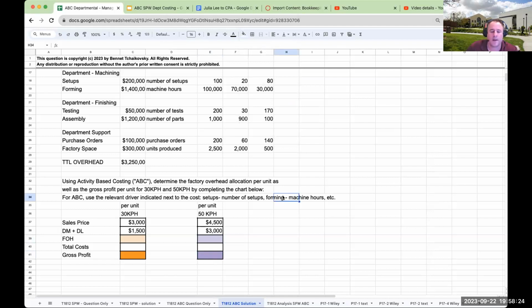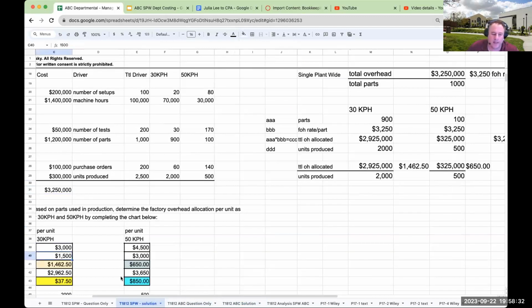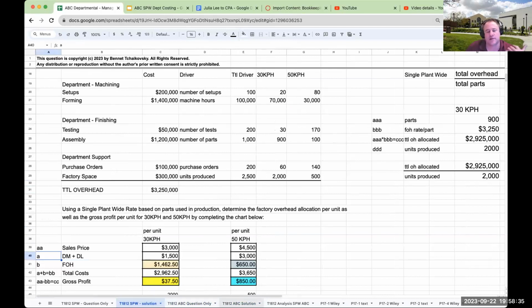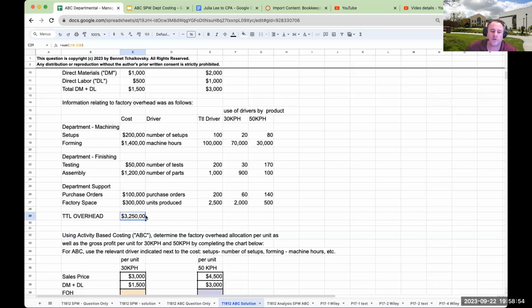Okay. So this part over here, the sales price, the direct materials and labor, is the exact same as single plant-wide. If we were doing departmental, it would be the exact same as departmental. However, with activity-based costing, we need to figure out how to allocate this overhead. But this time, we are not just going to take the 3,250 and multiply it by one factor. So let's go ahead and take a look.